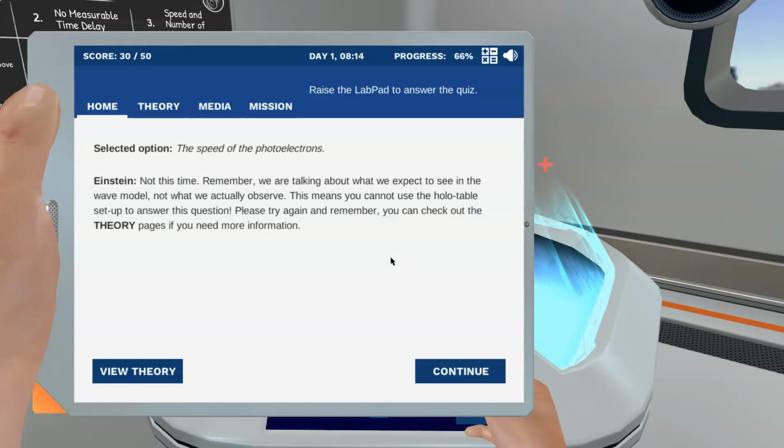Not this time. Remember, we are talking about what we expect to see in the wave model, not what we actually observe. This means you cannot use the hollow table setup to answer this question. Please try again and remember, you can check out the theory pages if you need more information.